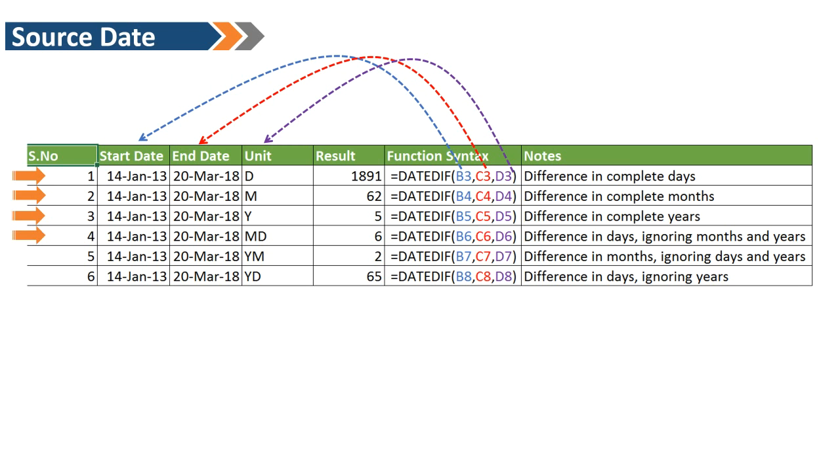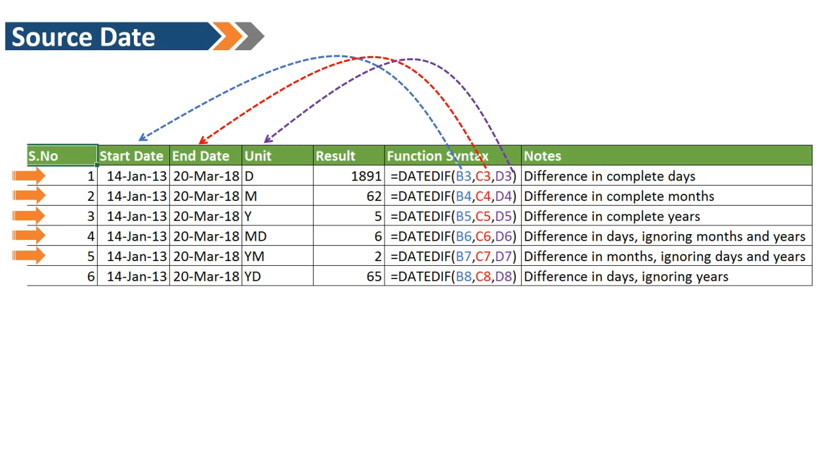When you put MD as a unit, it will calculate the difference in days, ignoring months and year. So it will not consider months and year, like in serial number 4. I have start date 14 Jan 2013 and end date 20th March 2018. But when you put MD as a unit, it will not consider Jan, March, 2013 and 18. It will only calculate the difference between the days from 14 to 20. So from 14 to 20 there are 6 days. That's why my result is 6.